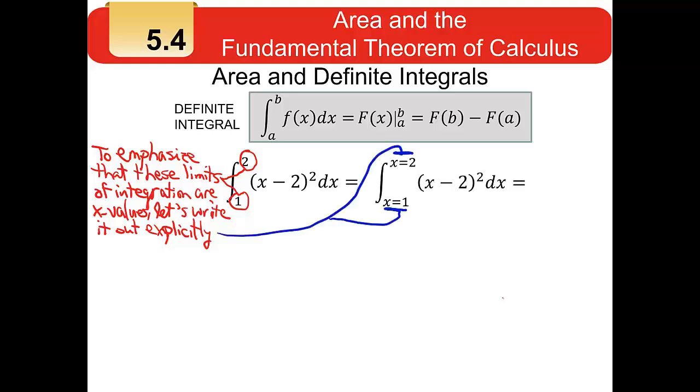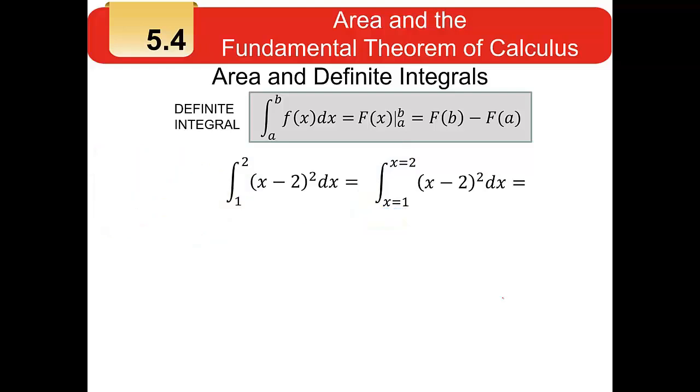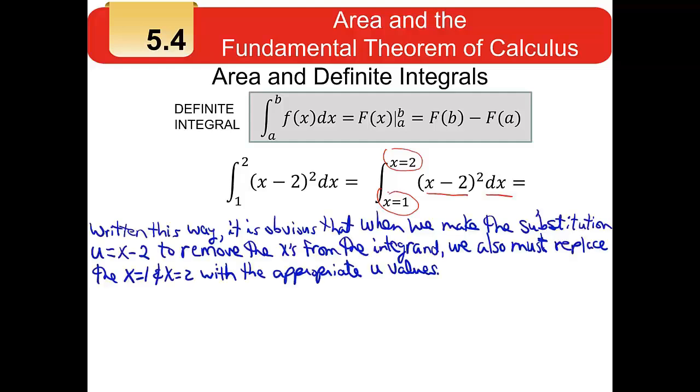And I'm going to do that by explicitly saying it, that 1 is really an x and that 2 is really an x. And the reason I'm saying that is if I'm going to do a substitution, not only do I have to worry about getting rid of the x's here and here, I've got to get rid of the x's here and here as well. And that's the extra thing you have to worry about when you're doing a substitution with a definite integral. But it's not difficult. Let me show you.